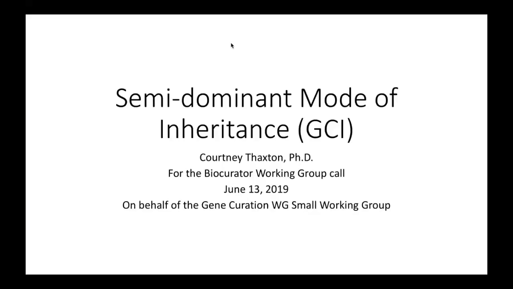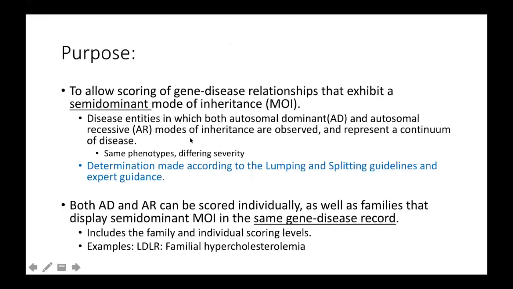So as Matt said, I will be going over the semi-dominant mode of inheritance that was just recently specified and added to the gene curation interface. So basically the purpose of this is to allow the scoring of a gene-disease relationship that exhibits a semi-dominant mode of inheritance. For the semi-dominant, this would be disease entities in which both autosomal dominant and autosomal recessive modes of inheritance are observed and represent a continuum of disease.